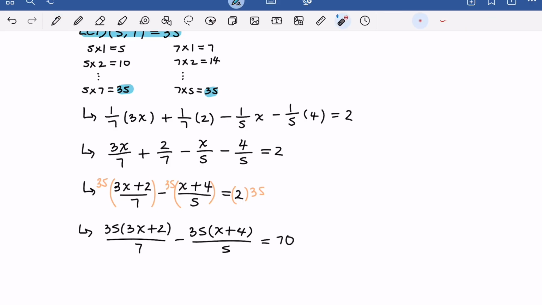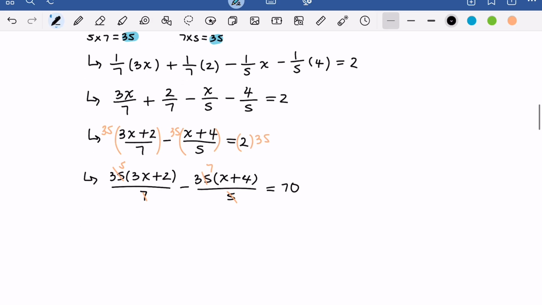Now, you'll see why we're multiplying both sides of our equation by the LCD. Notice we have 35 in our numerator and 7 in our denominator. We can divide these guys out, and when doing so, we're just going to be left with 5 here. And similarly for our second term, we have 35 divided by 5. So these guys are going to cancel, and we're just going to be left with 7. So our equation becomes 5 times 3x plus 2 minus 7 times x plus 4 is equal to 70.